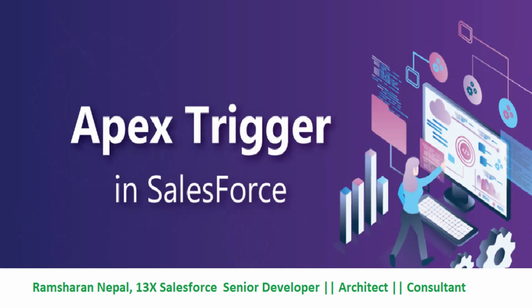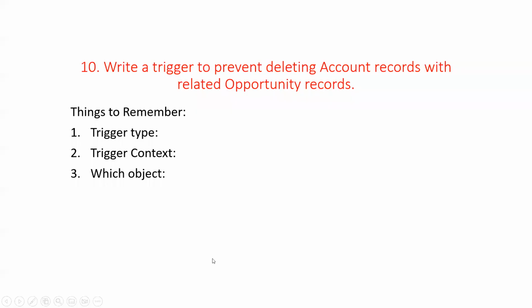We have been discussing the Apex trigger, its trigger-based practices, and solving a couple of examples of Salesforce Apex triggers. So in today's class, we're going to solve problem number 10, which is to write a trigger to prevent deleting account records with related opportunity records.